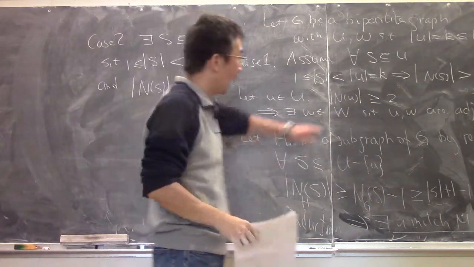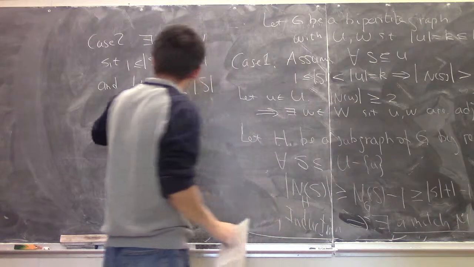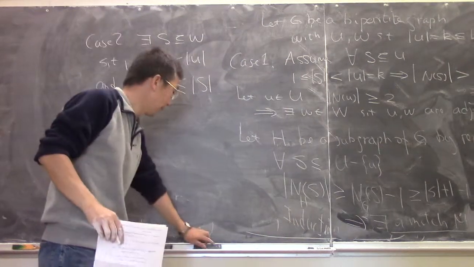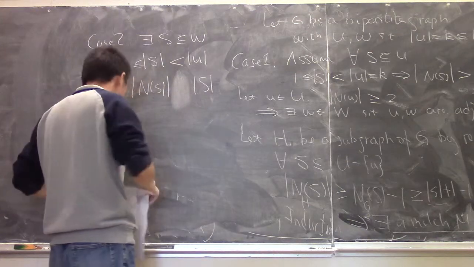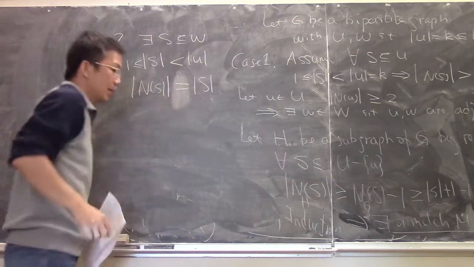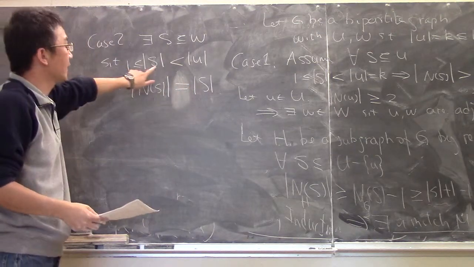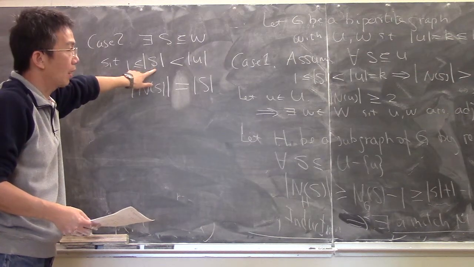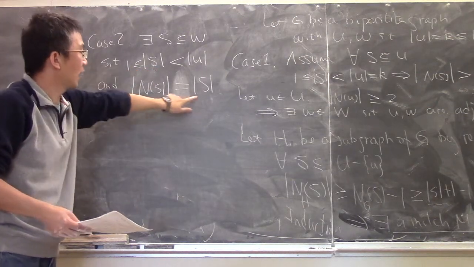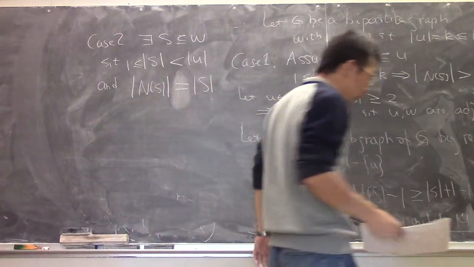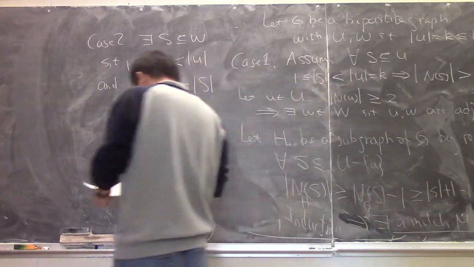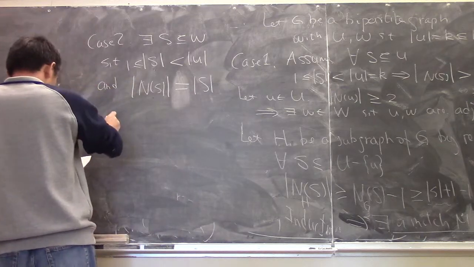But I have Hall's condition. So this is always larger than or equal to, and also less than or equal to, therefore this is equal. So that means there exists a subset such that the cardinality of the neighborhood is exactly equal to the cardinality of the original S.